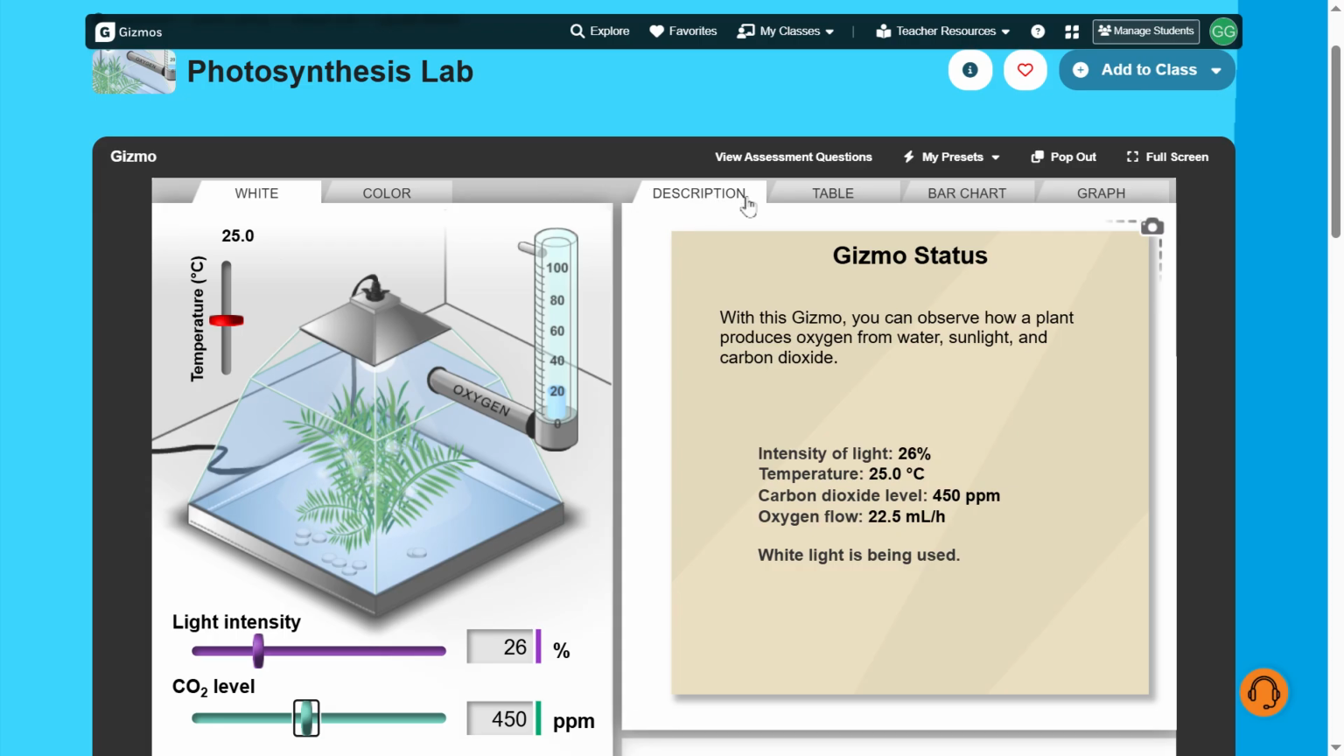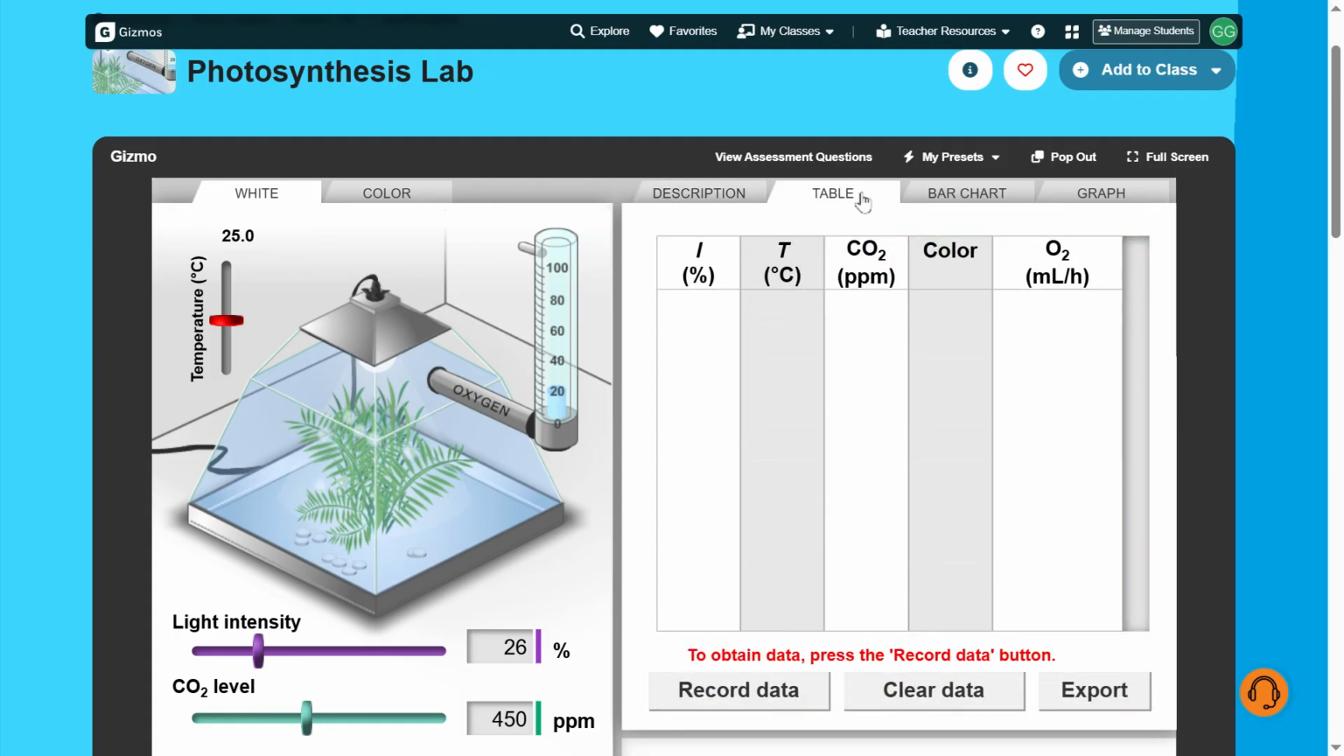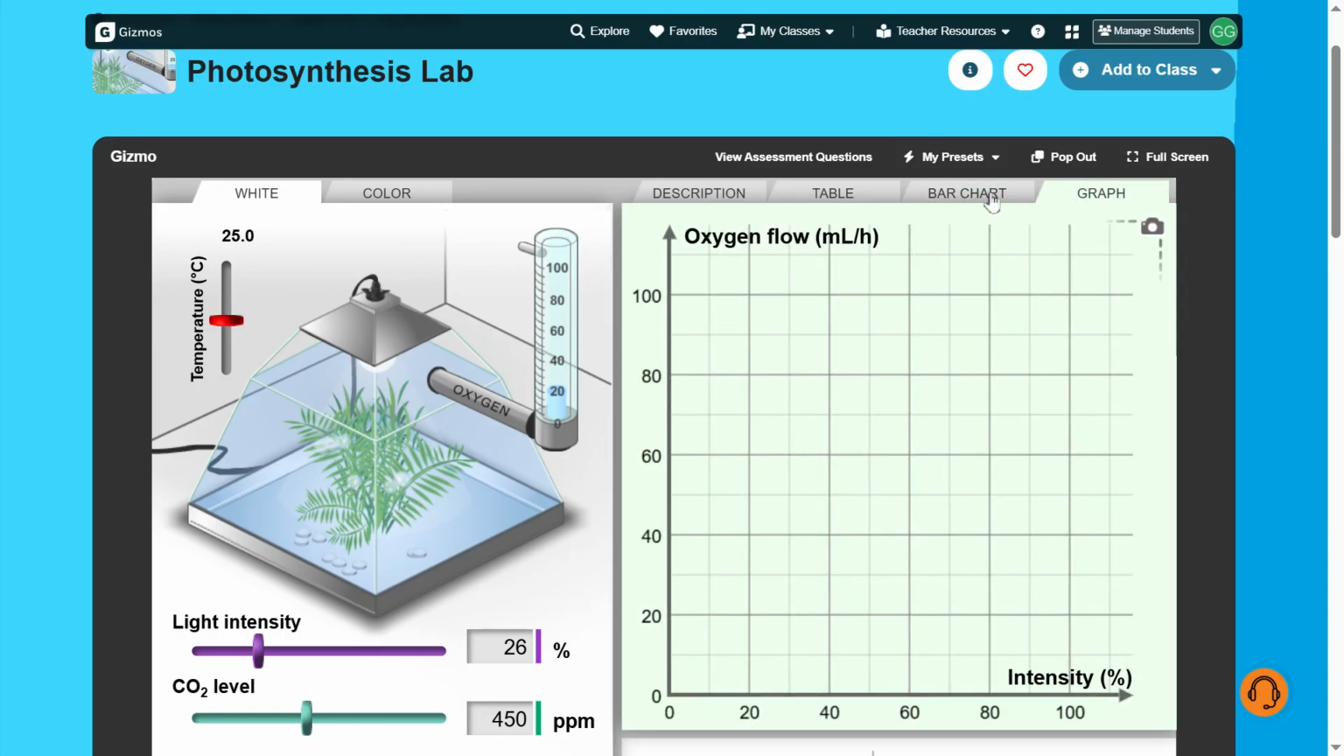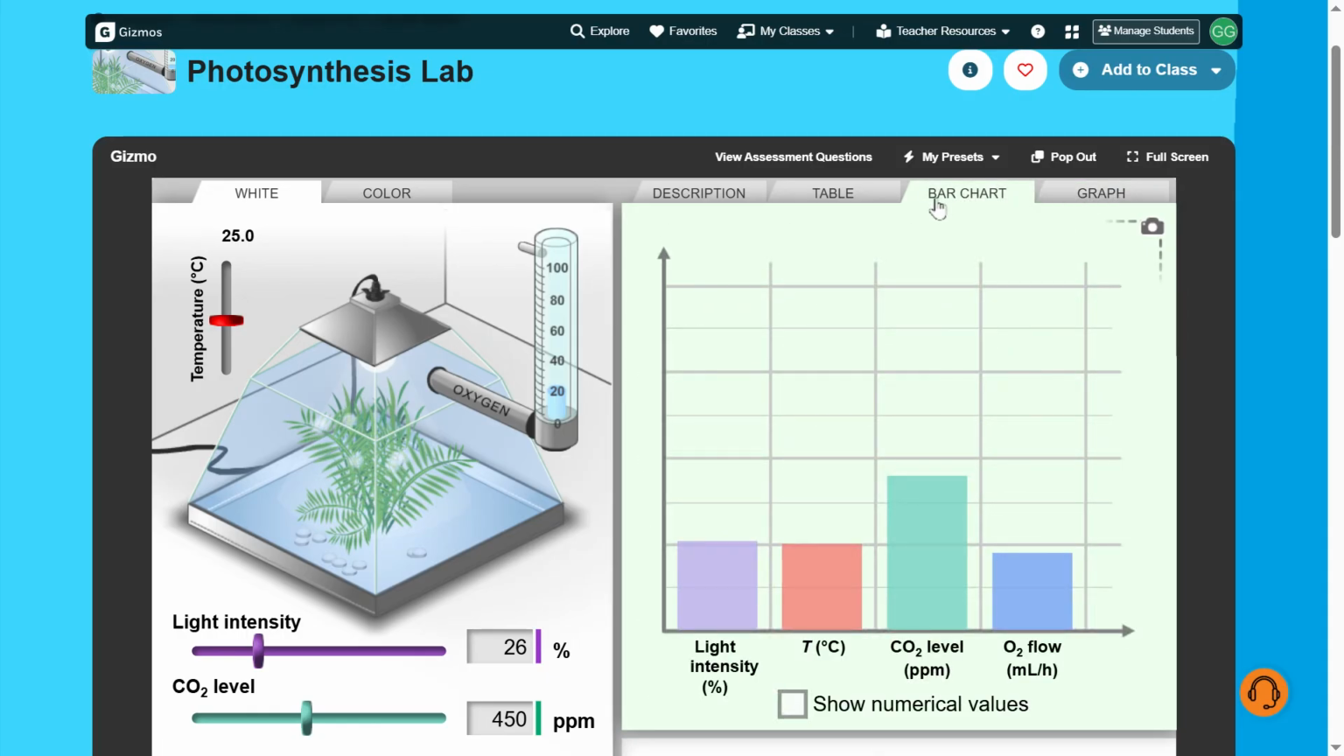Notice that here there are 4 tabs, 3 of which are important to us: the table, the bar chart, and the graph. The most useful of which right now is the bar chart. Make sure that show numerical values is enabled. By changing the temperature, we can see on the bar chart how much oxygen is being produced. It's a nice visual comparison.